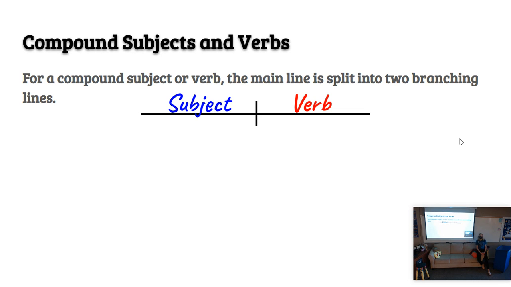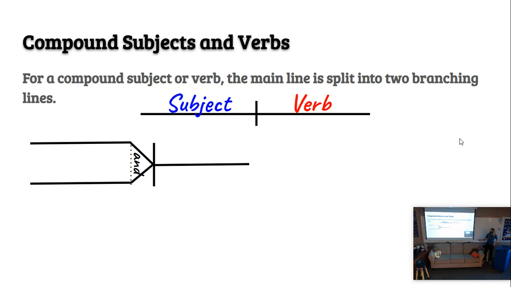What's a compound? Yes, Albert. Thanks, Albert. It's two or more. Okay, compound just means two or more. So when we have a compound subject, you've got two or more subjects. When you have a compound verb, you've got two or more verbs. Literally all you have to do, once you identify your subjects and your verbs, if you find that you have two or more, all you do is split the main line on whatever side your compound's on.